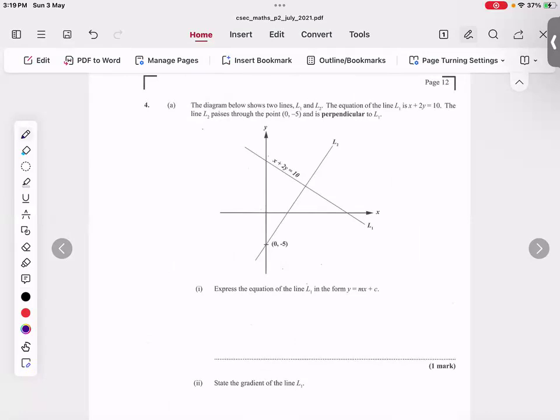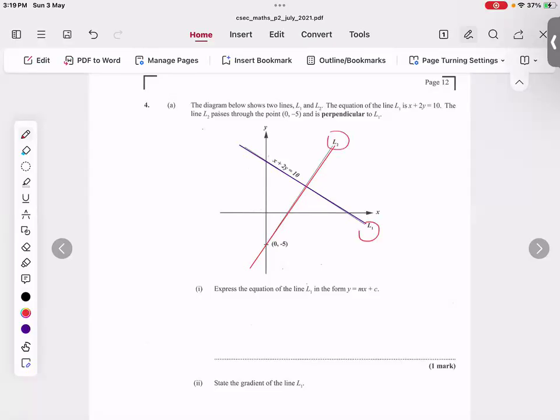The diagram below shows 2 lines, L1 and L2. And you can clearly see the lines. Let me identify them for you. L1, and L2. I put them in a different color so you can see them. So L1 and L2. All right, good.